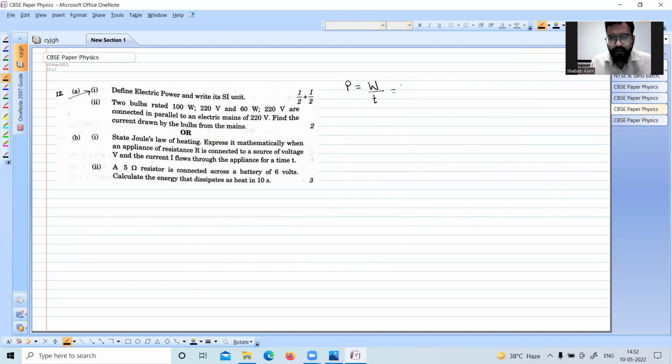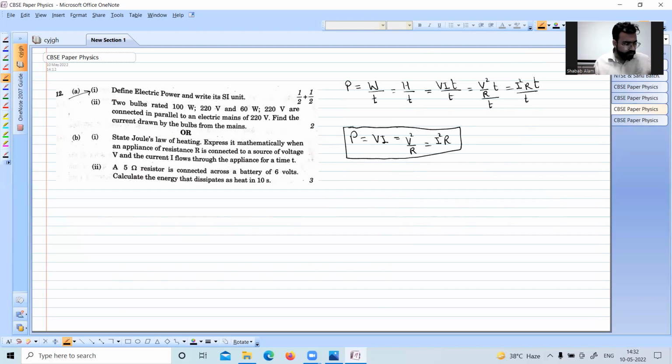W upon T, work done, or heat. If you talk about all the work done being in the form of heat, so we have this pattern. So we have VIT upon T, which is equal to V square upon R into T, I square R T. What we have to do is simply divide it by T, the heat formula, and the conclusion we get is power is equal to VI is equal to V square upon R is equal to I square R. This is the general formula we have.